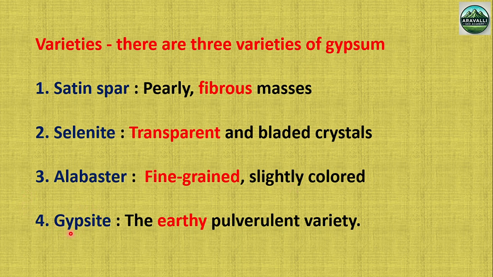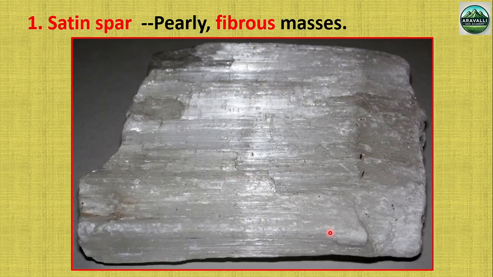Then next is gypsite. Gypsite is an earthy, pulverulent variety of mineral gypsum. Now let's see the pictures. See this picture. See the fibrous habit here.